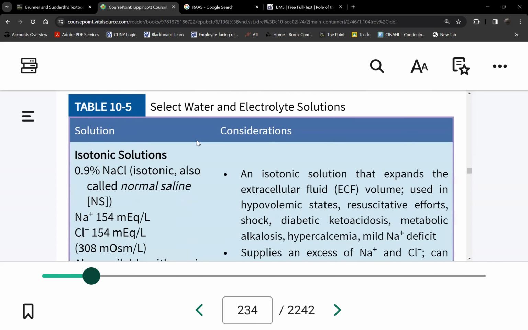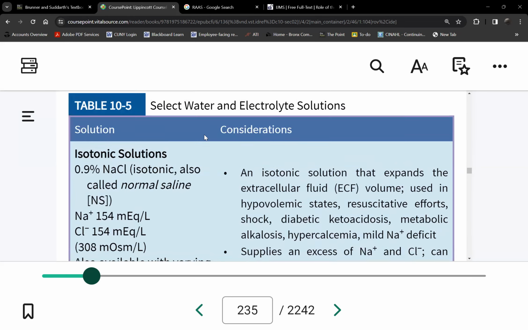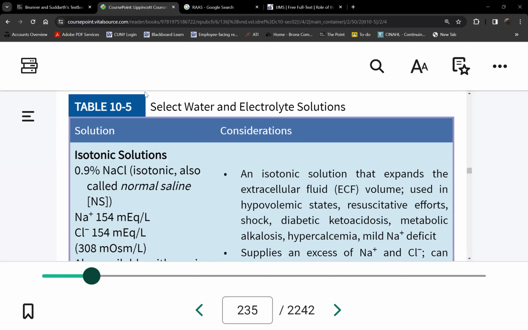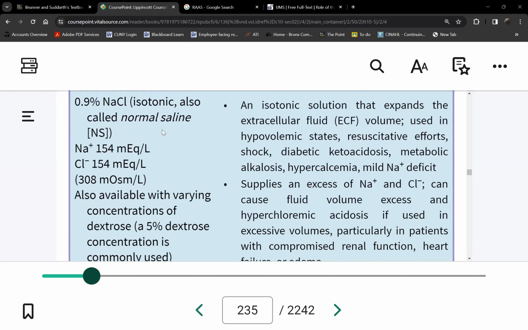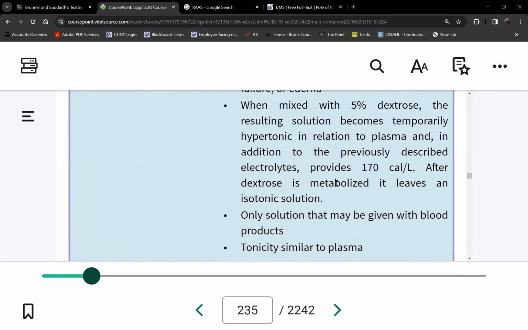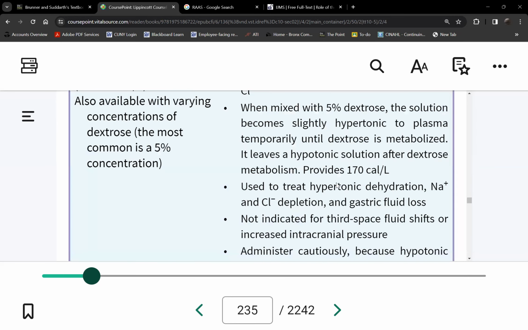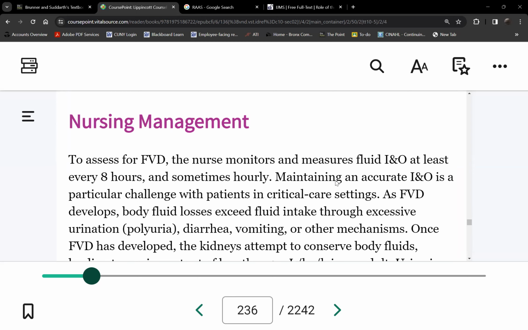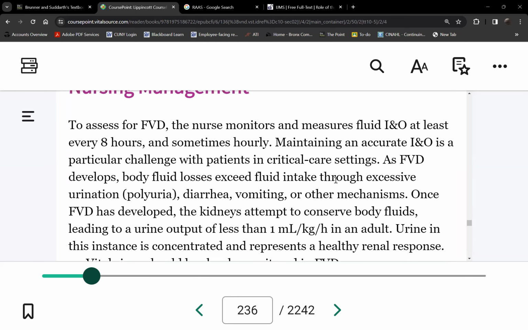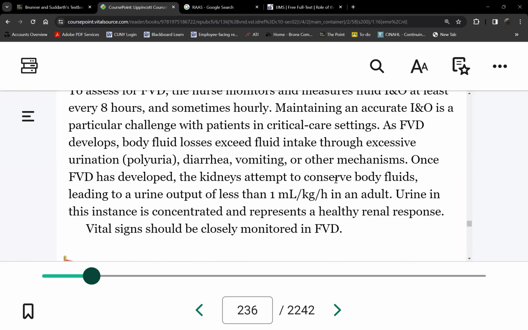So now here are the solutions which we discussed already earlier. We kind of just went ahead. So table 10-5 tells you the indications. What's in the solutions and what are they for? The rest of the nursing management, we'll discuss monitoring, which we already did in the first hour.